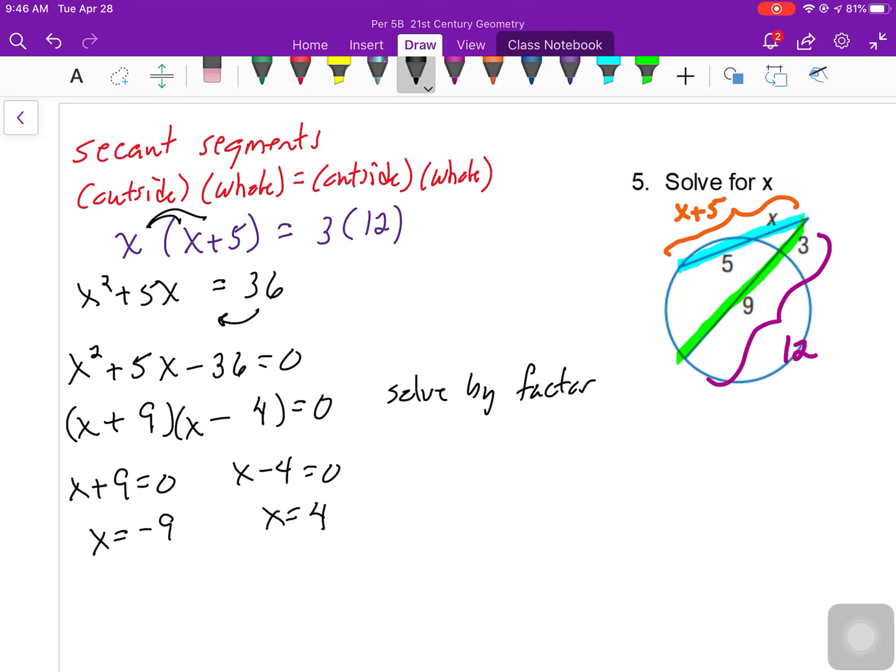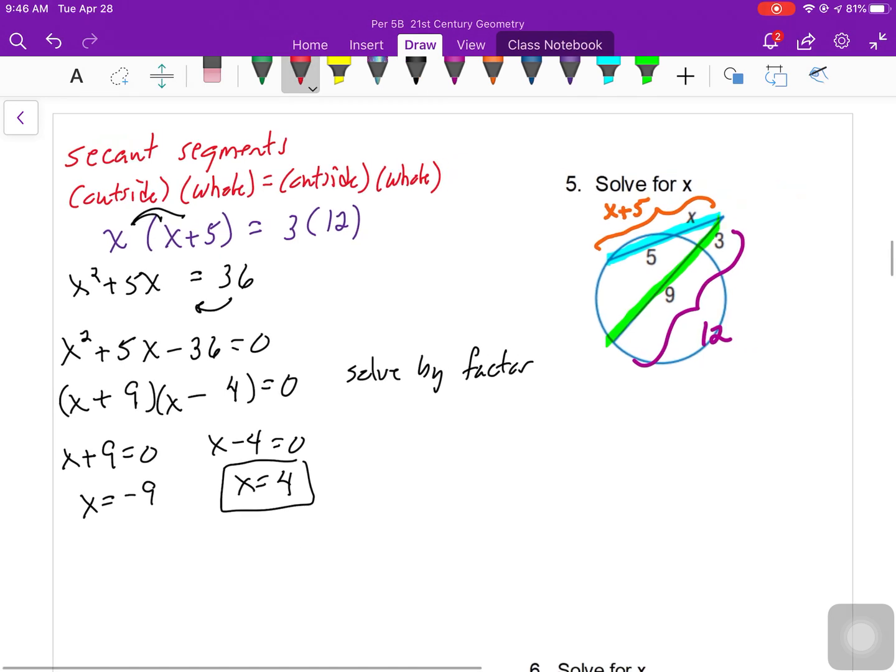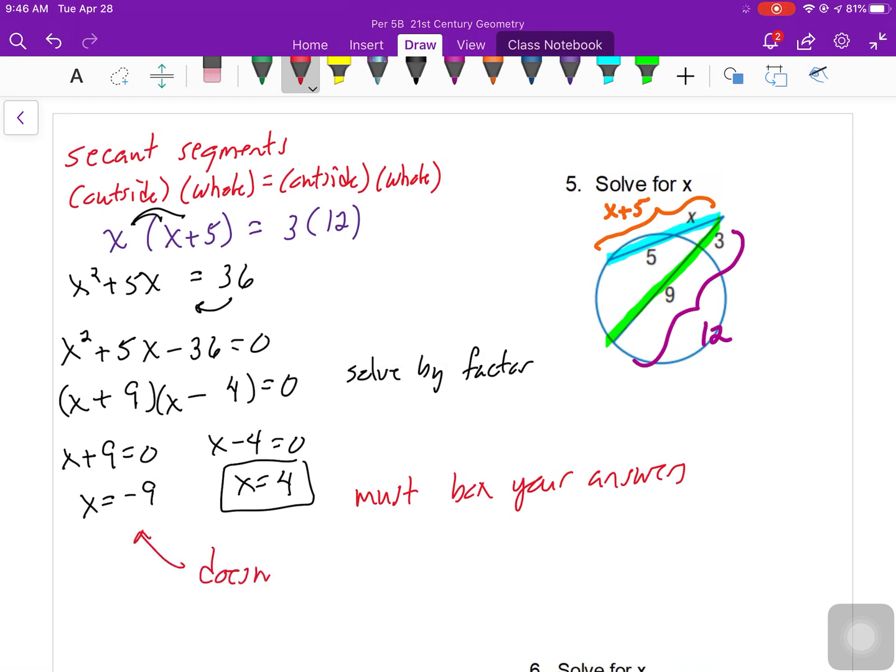Subtracting 9 on the first one, I get negative 9. Adding 4 on the second one, I get 4. And this will be our only answer. And again, you must box your answers. If you don't box your answers, it's wrong.